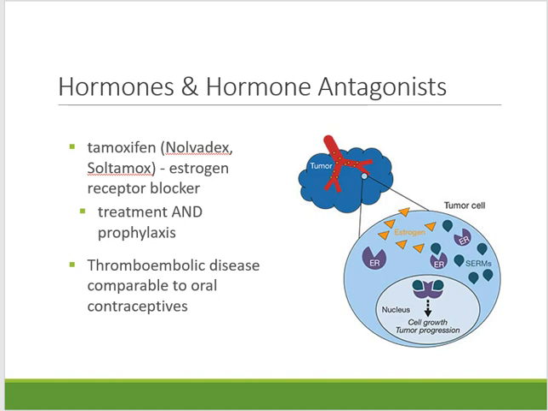Nausea, vomiting, hot flashes, irregular menses, increased risk of endometrial cancer, and thromboembolic clots, like with oral contraceptives. With the endometrial cancer, there'll be the benefit-risk ratio that you have to look at. If the benefit outweighs the risk for developing it, then they would use the drug.